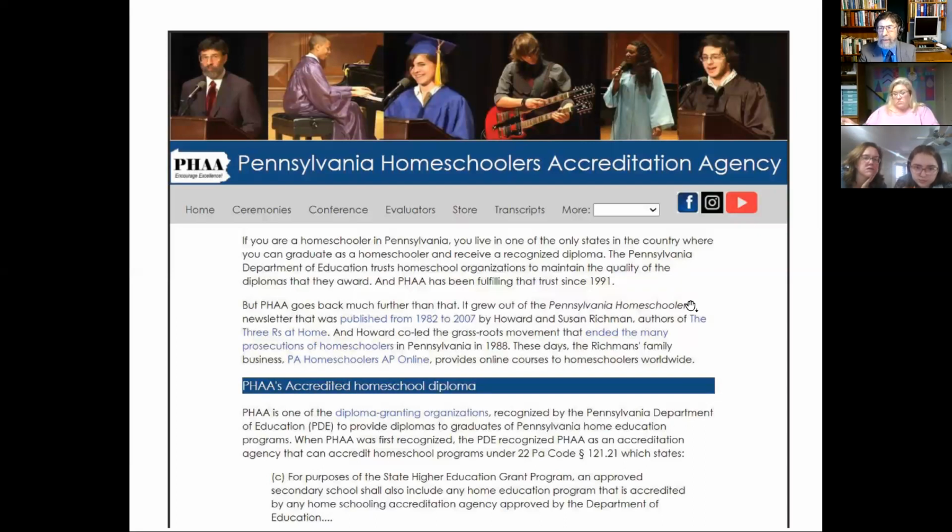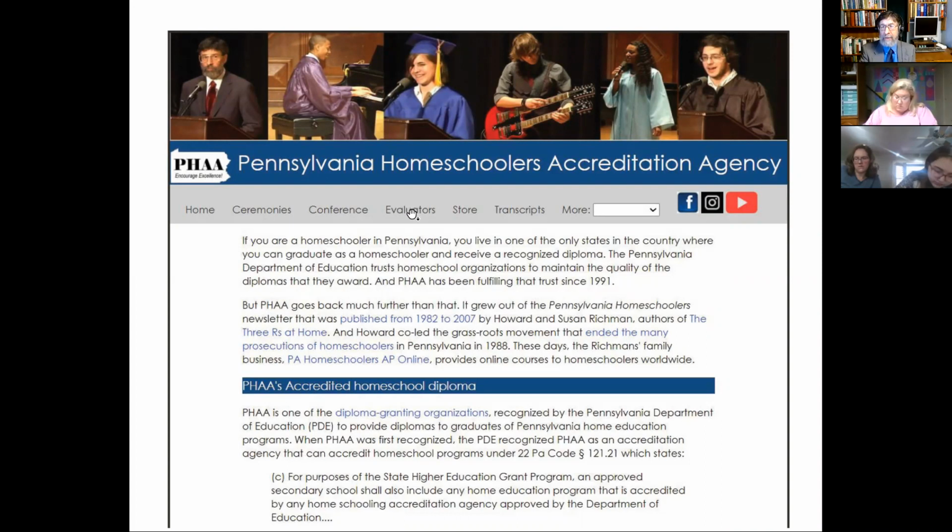Now, let's go on to the next step. You've joined PHAA, now you need to get credits. How do you get credits? You do it through your evaluator. You have to meet with a PHAA evaluator at the end of every school year. That evaluator goes over your work based on our requirements, awards you credits, and fills out a transcript.